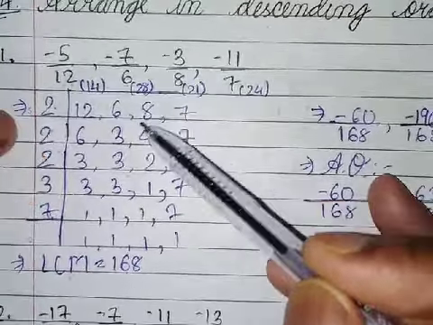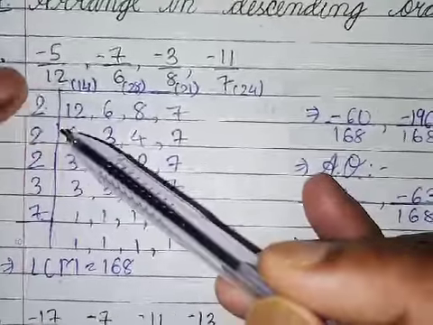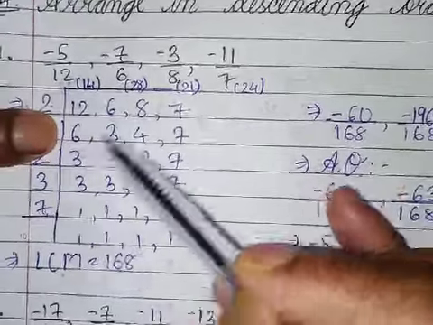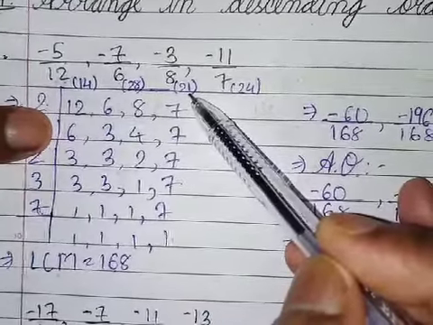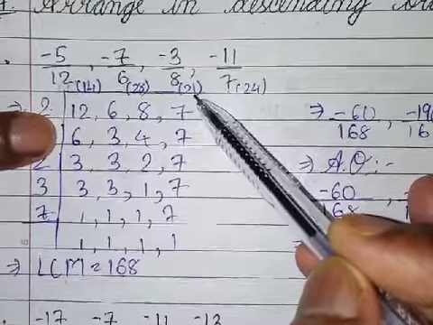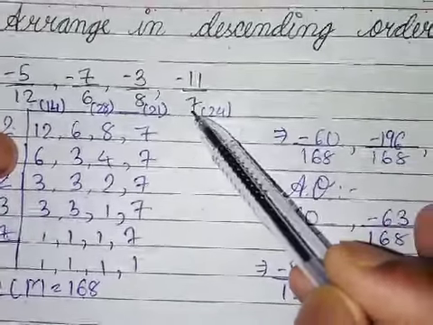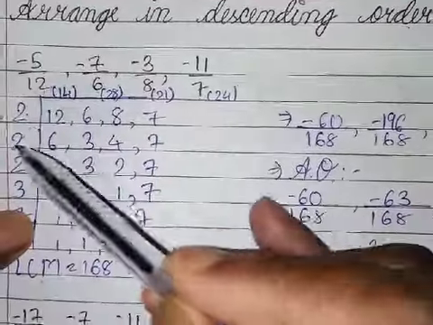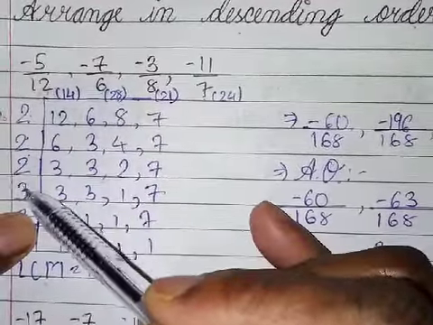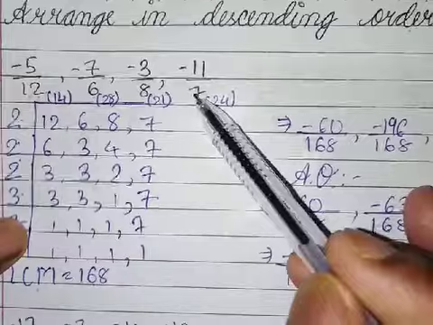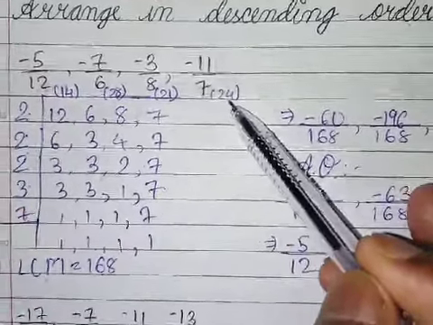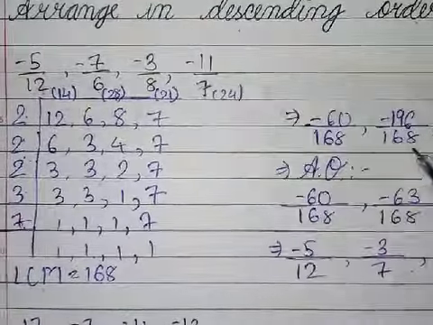Remove 8 now from this. 2 2s are 4, 4 2s are 8. If you remove it, then 7 3s are 21. So you have to multiply the denominator 8 with 21, and you will get 168. Now the denominator is 7. Remove 7. What is left? 2 2s are 4, 4 2s are 8, 8 3s are 24. So you have to multiply 7 with 24 to make the denominator 168.